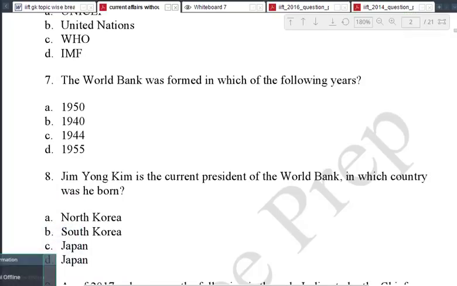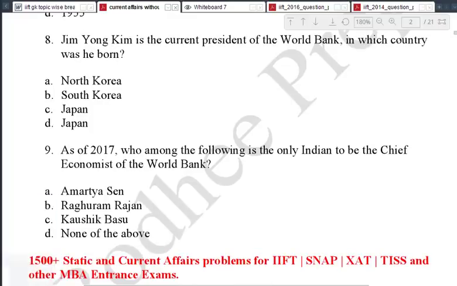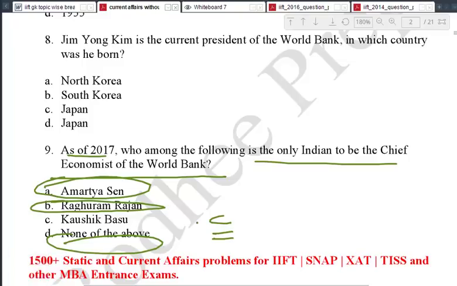And then Jim Yong Kim is the current president of the World Bank. In which country was he born? So I just discussed the 8th question, right? This is a good question. As of 2017, who among the following is the only Indian to be the chief economist of the World Bank? So you will always have questions in which you are likely to go wrong. Many people would mark Raghuram Rajan, many people would mark Amartya Sen, many people would mark none of the above. In fact, Kaushik Basu is the only Indian to have been the chief economist of the World Bank.